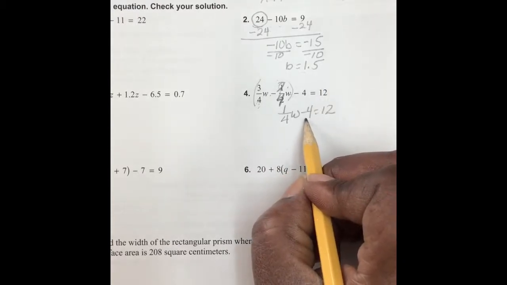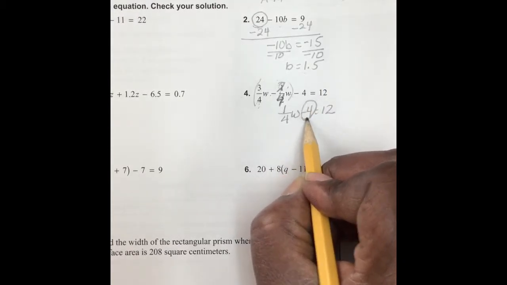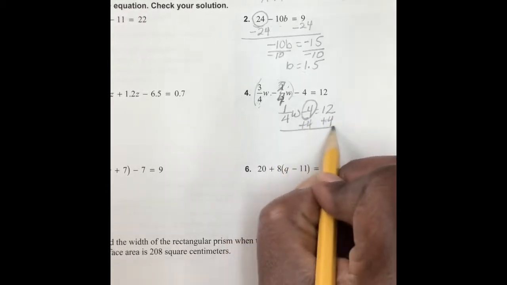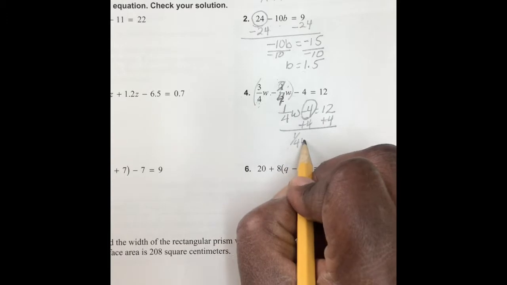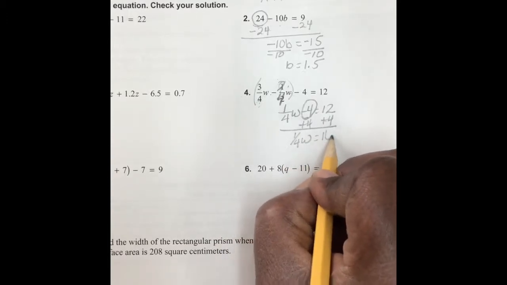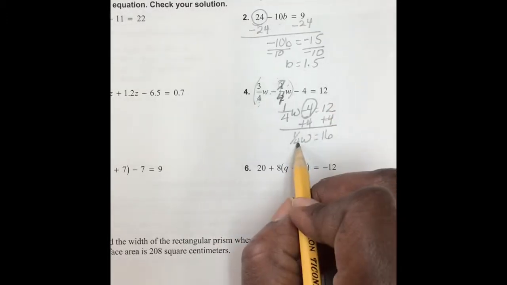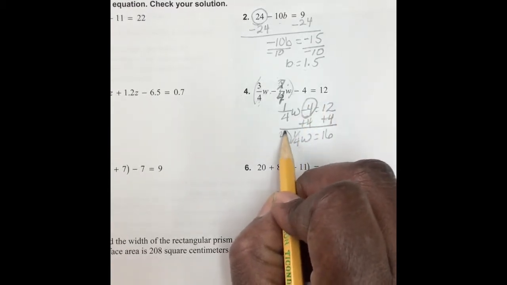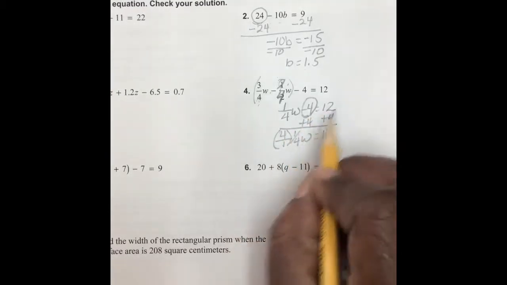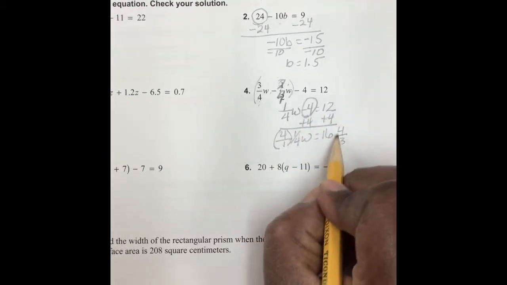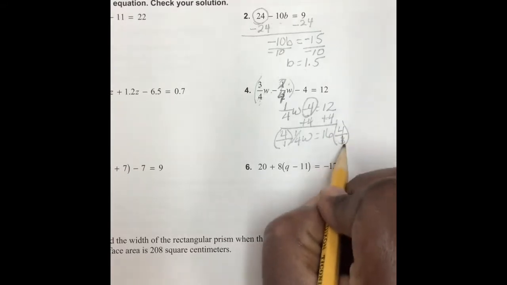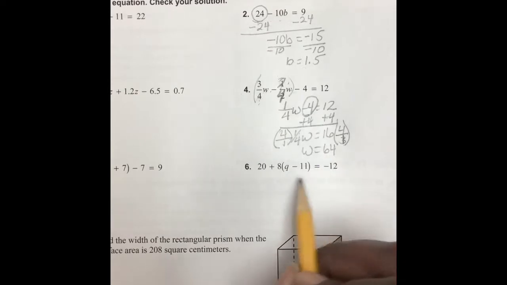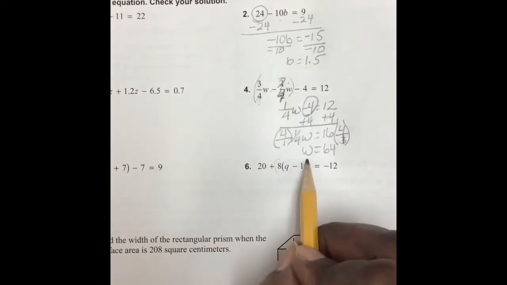Now, we're going to start with our additive inverse, our negative 4. We'll make that positive 4 here, positive 4 here, and therefore 1/4 w is equal to 16. Now, to get rid of our 1/4 here, instead of multiplying by 1/4, we're going to flip it, okay? And therefore w is equal to 64. Okay? Let's move here.